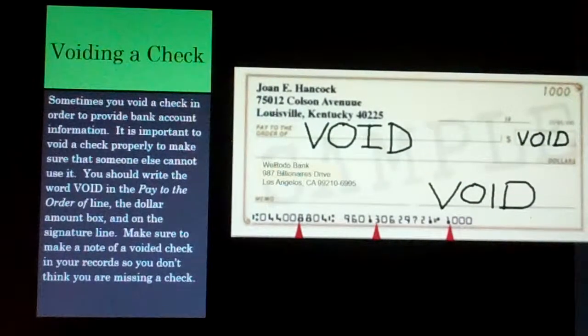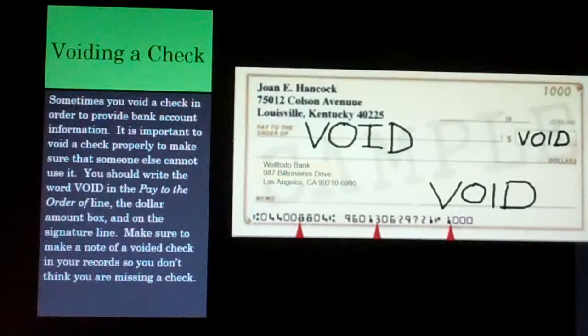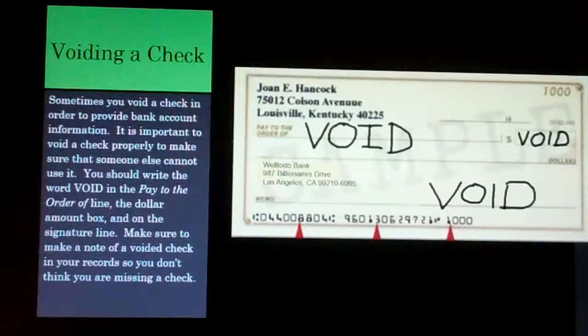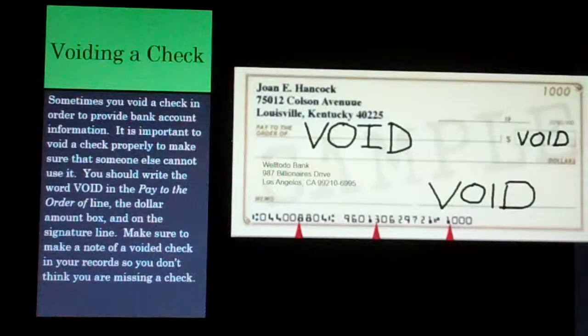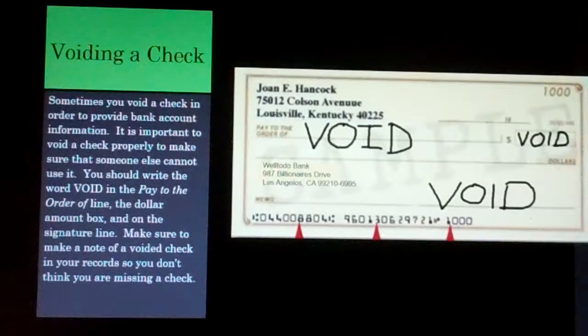Voiding a check. Sometimes you void a check in order to provide your bank account information. It is important to void a check properly to make sure that someone else cannot use it. You should write the word void in the pay to the order of line, the dollar amount box, and on the signature line. Make sure to make a note of a voided check in your record so you don't think you are missing a check.